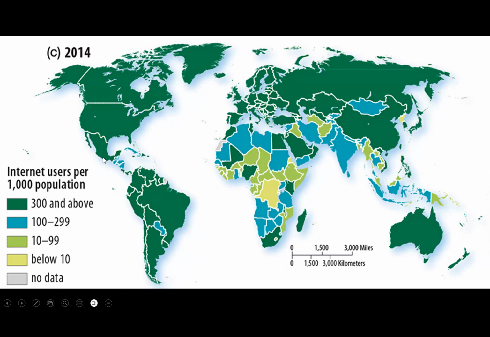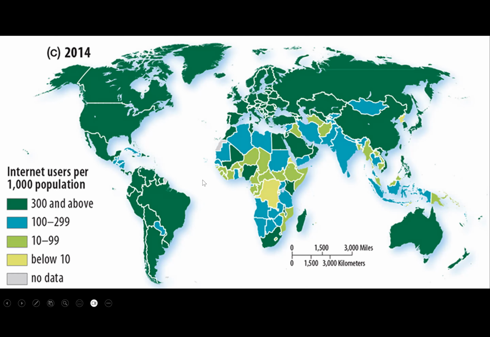And here's 2014, where it spread much more widely. So access to the internet is much more available around the world. But at the same time, again, about 60% of the world's population, even today in 2023, do not have access to the internet.